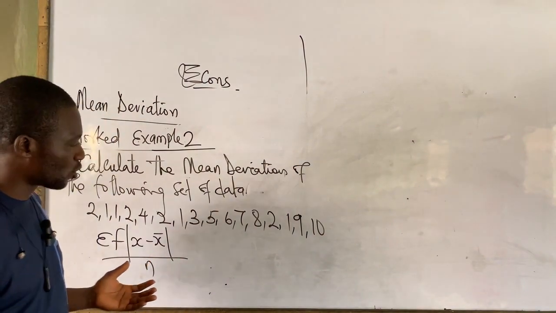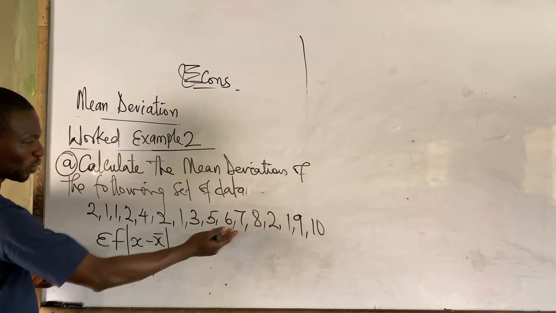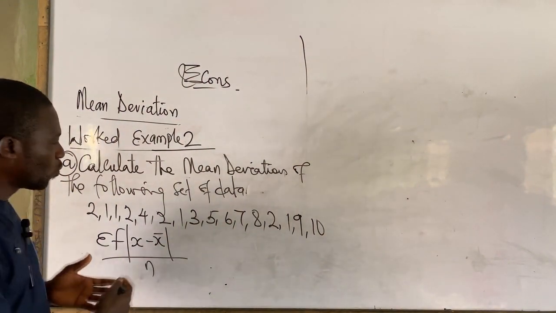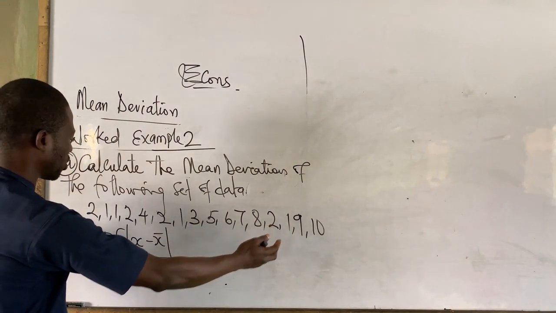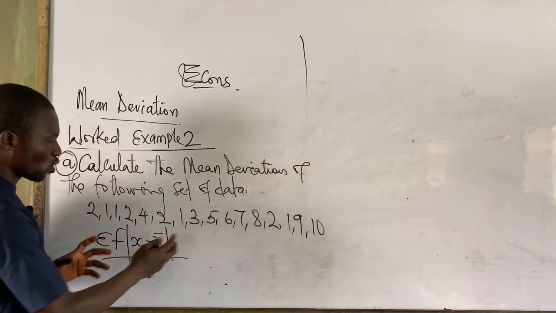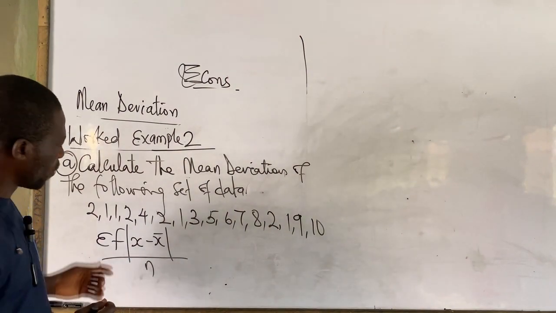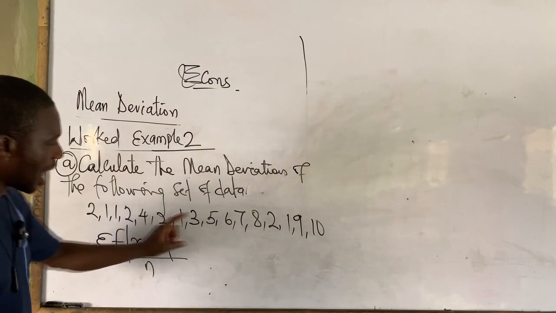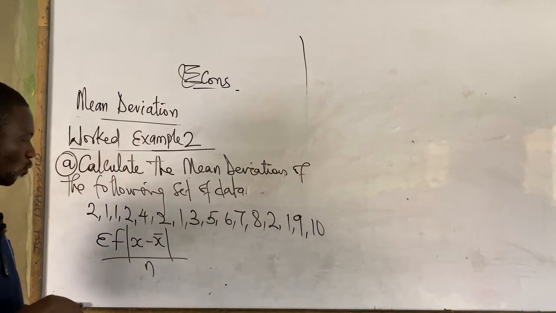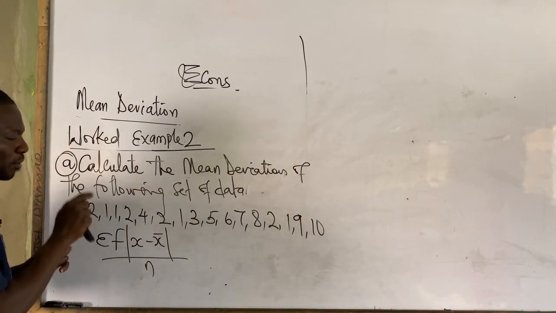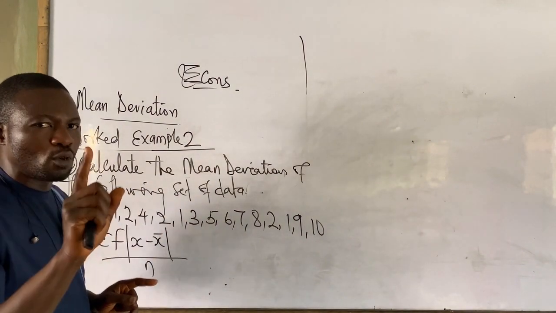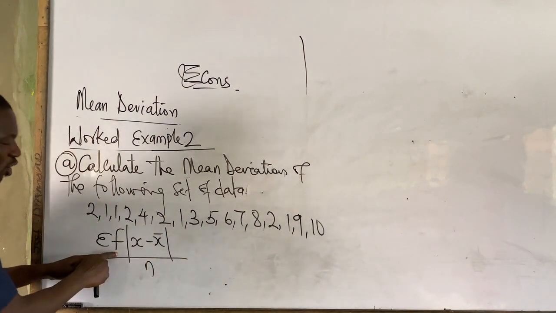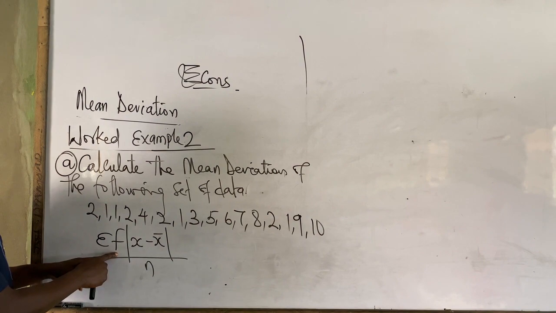Now, why do we call it without frequency? Why do we say we are using a group data formula to solve a question without frequency? When you look at the question very well, I said earlier that we were not given frequency. But because some of the data appear more than once, we must include frequency.